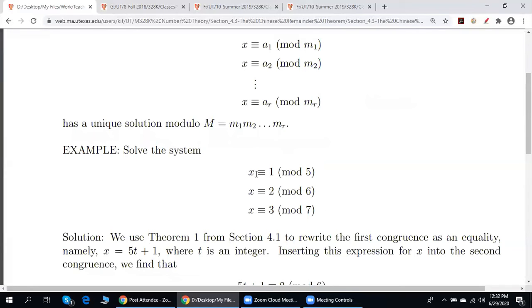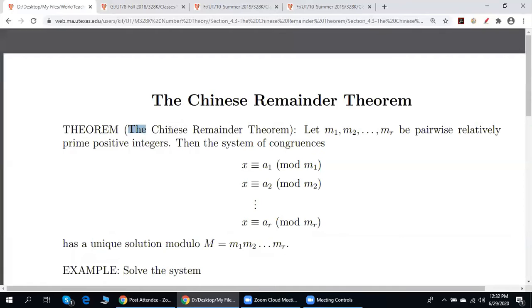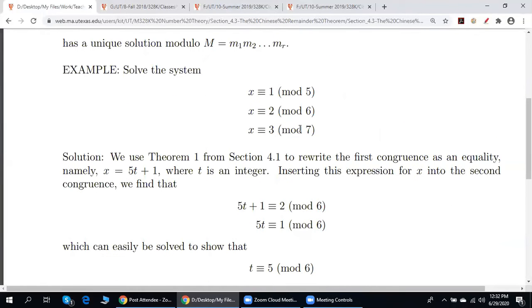So, here's a system. Indeed, one can check that the numbers 5, 6, and 7 are pairwise relatively prime. Therefore, by this theorem, our system has a unique solution modulo 5 times 6 times 7, modulo 210. How do we find this solution?